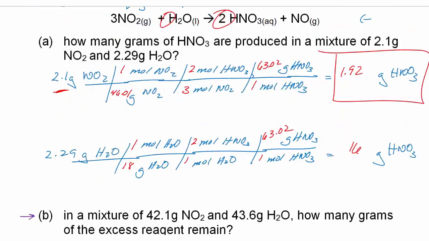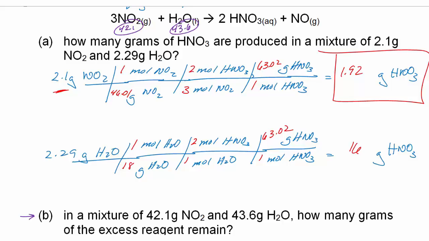Okay, let's try this one. In a mixture of 42.1 grams of nitrogen dioxide and 43.6 grams of water, how many grams of the excess reagent remain? So you remember how to do this? Now it's a whole new problem. So we don't know which reactant is the limiting reagent. They're just taking these amounts and dumping them in together.